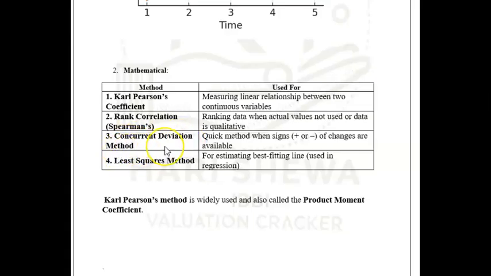Concurrent deviation method: a quick method when plus or minus signs of change are available. Least square method is for estimating the best fit line used in regression. The Karl Pearson method is widely used and is also called the product moment coefficient of correlation.